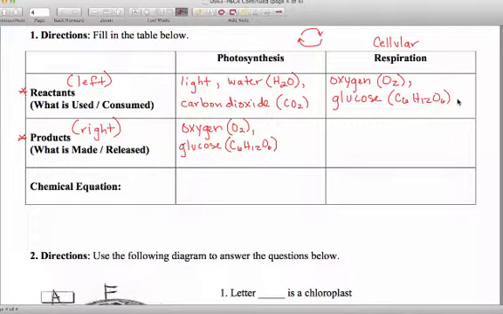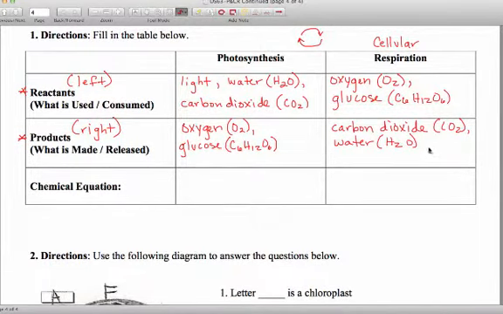Now what I get out of this, or the products of this process, are going to be similar to the reactants of photosynthesis. I'm going to be releasing a gas, because as you're breathing out, something is leaving you. That gas is carbon dioxide, and again, the chemical formula for carbon dioxide is CO2. Something else that I'm going to give off as a byproduct is water, and the chemical formula of water, again, is H2O.